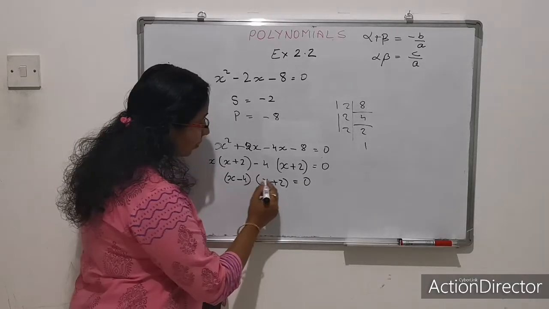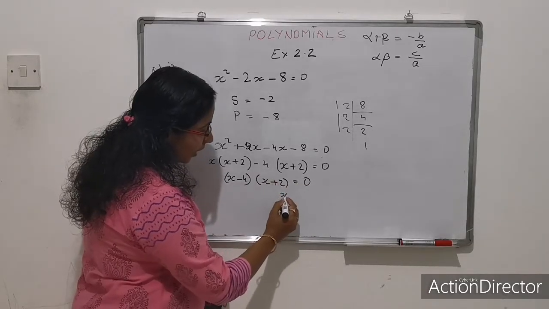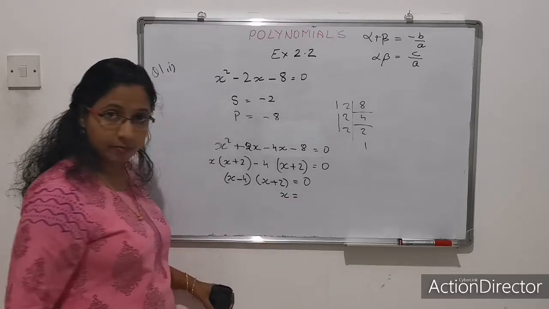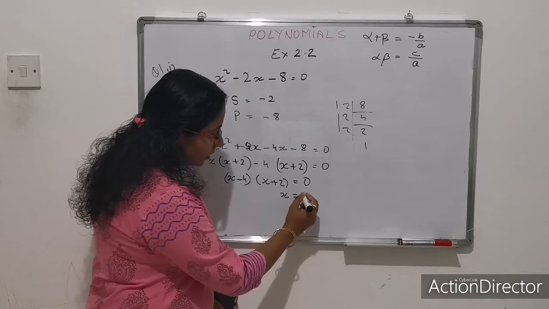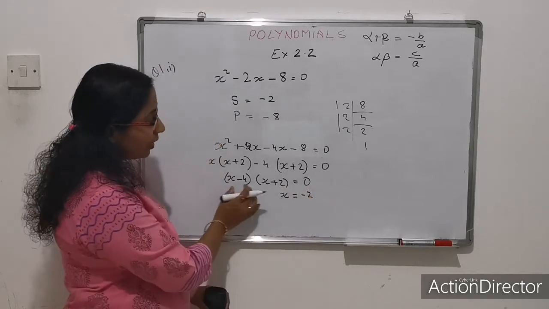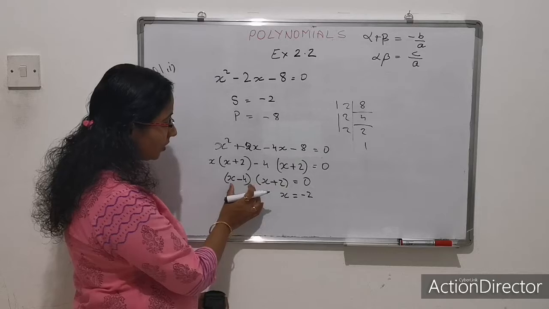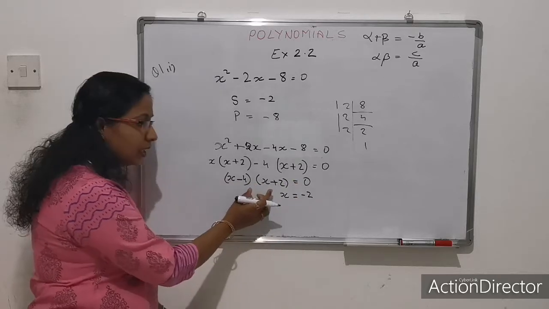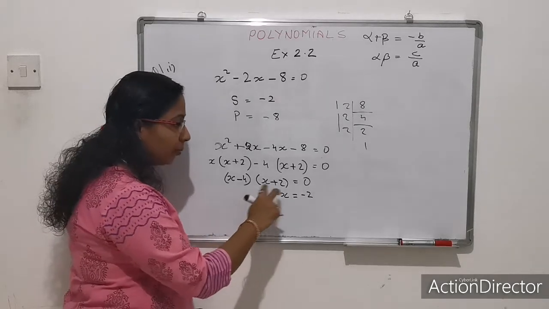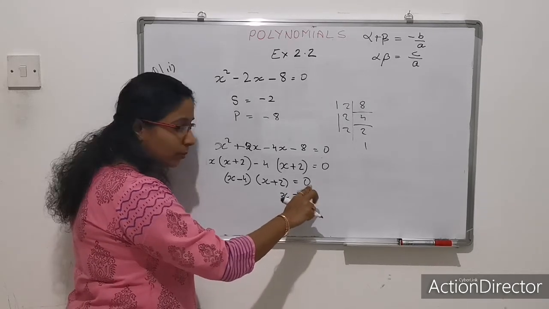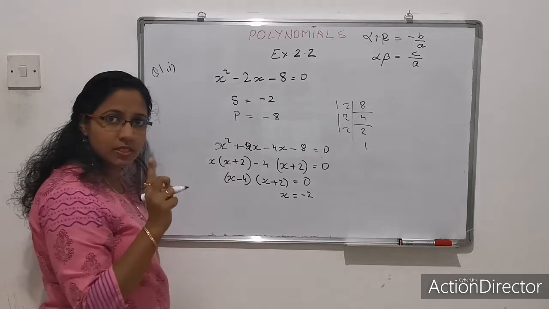Right? So x minus 4, x plus 2. So x plus 2 is equal to 0. It means x is equal to minus 2. And x minus 4 is equal to 0. This is actually what we are doing. This is the product of two terms. If two terms are multiplied and you are getting 0, it means one of these terms is 0.